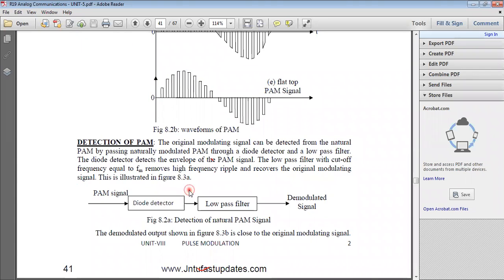So that is at this place. What is our signal? At this place again we have all internal pulses rejected. Only the envelope is detected by the diode detector or envelope detector. Only the envelope.